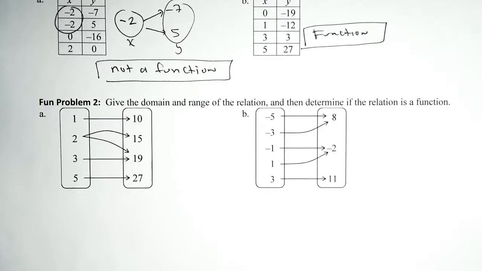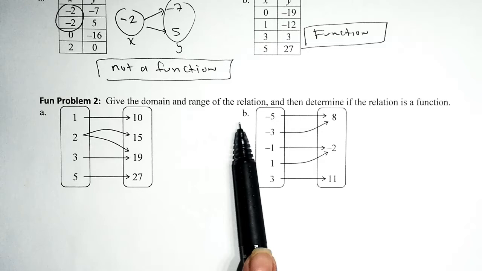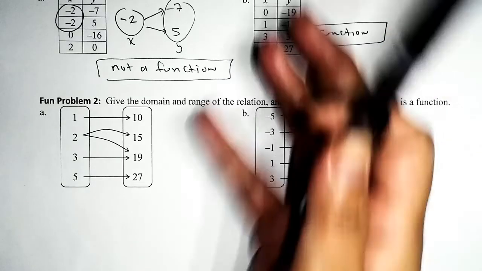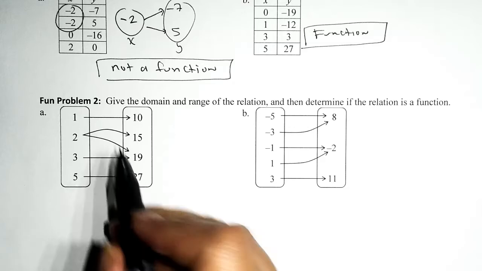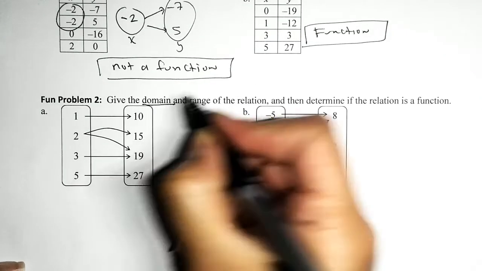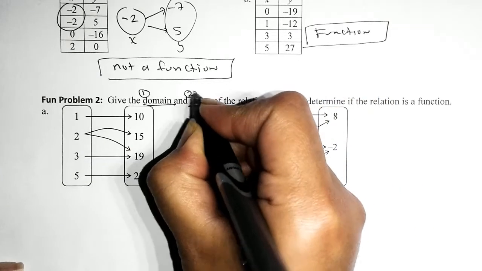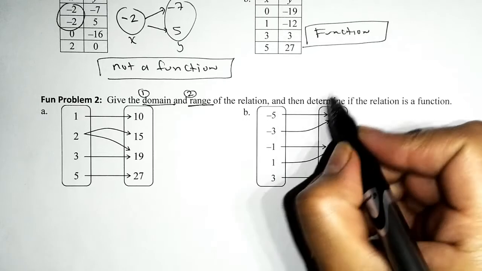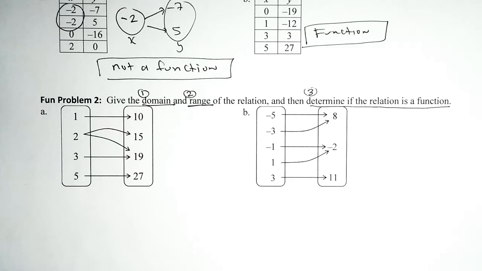Okay, fun problem number 2. We have 4 problems for this set of exercises. So it says, give the domain and range of the relation, and then determine if the relation is a function. Okay, so this is what I'm gonna call a 3-part question. Why? Because there are 3 things that we need to spit out. So one of the things I need to answer is identify the domain. 2, I have to identify the range, and then for the punchline, determine if the relation is a function. So there's 3 things that we need to submit for credit, or 3 answers.